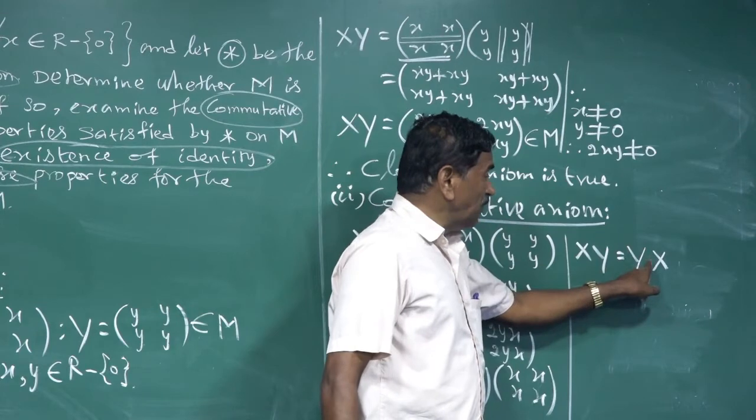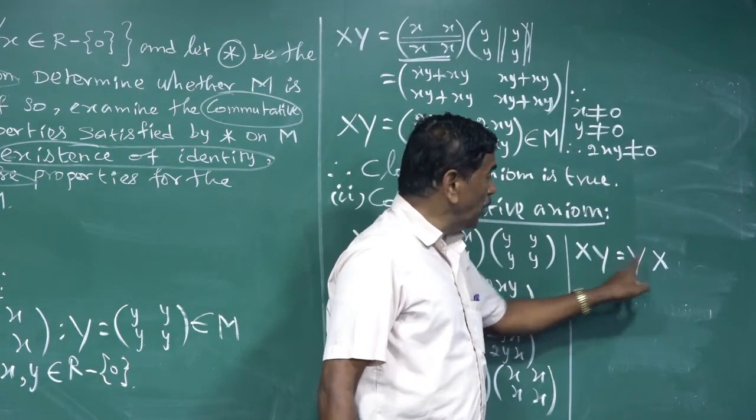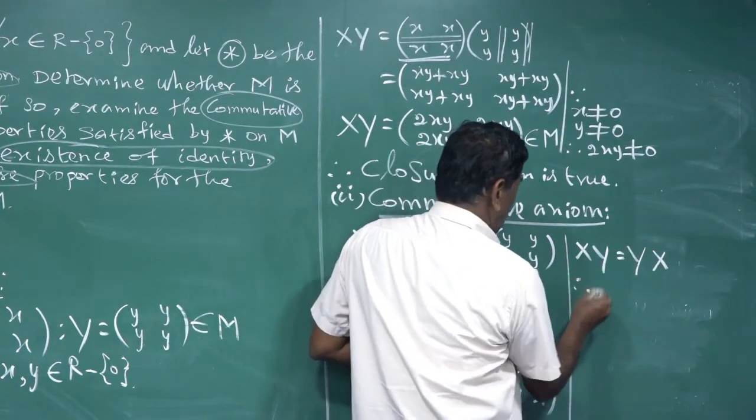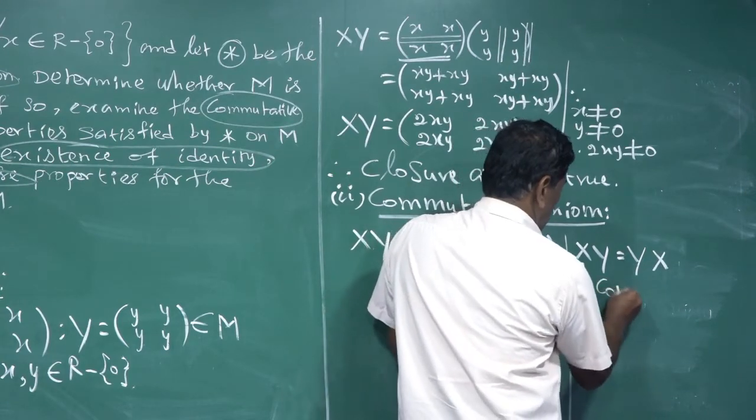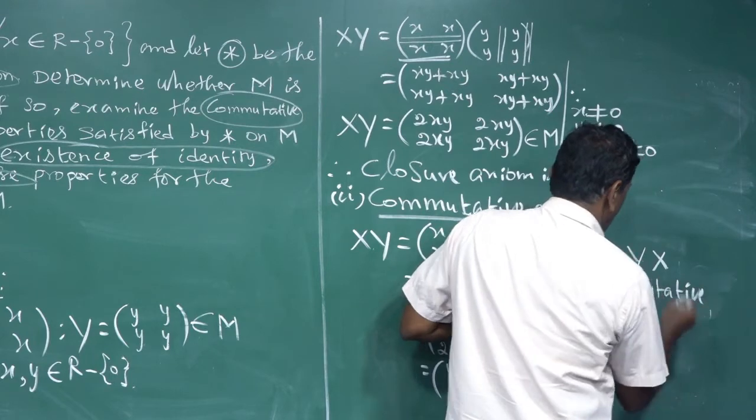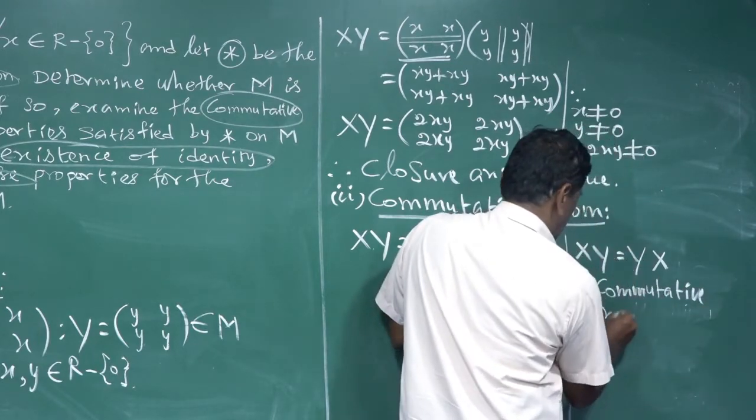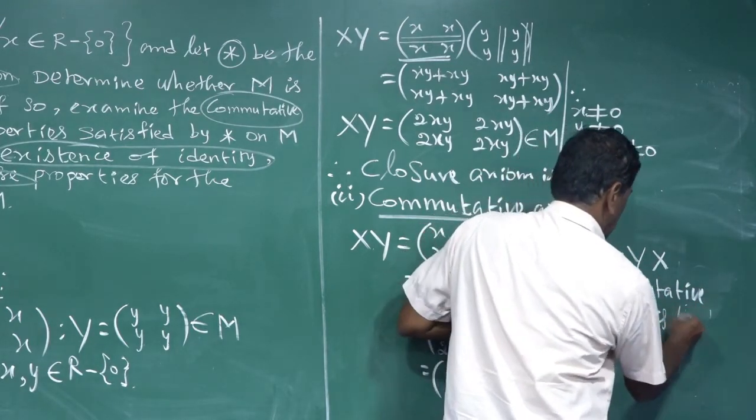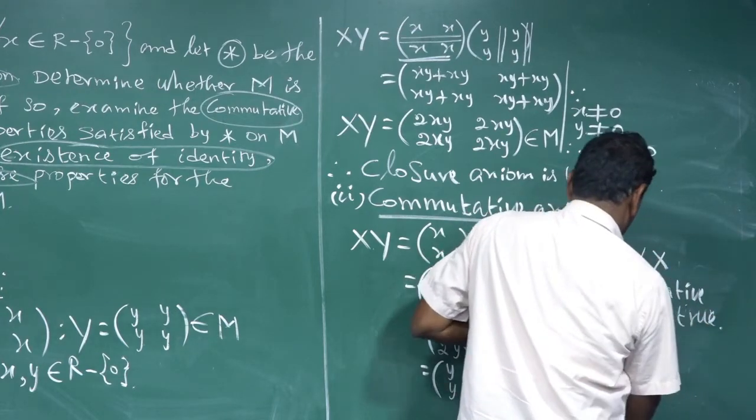Therefore, matrix multiplication is commutative. Therefore, the commutative axiom is true.